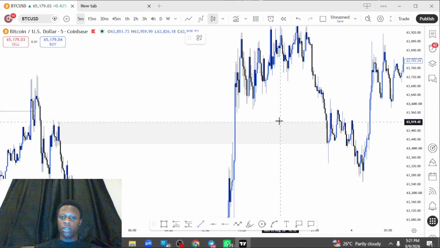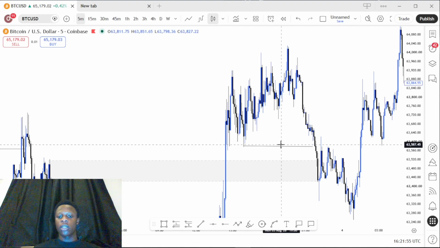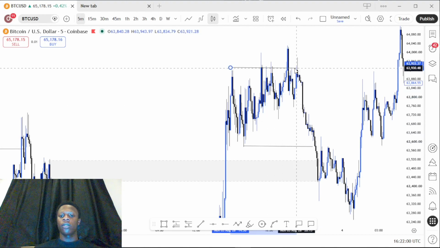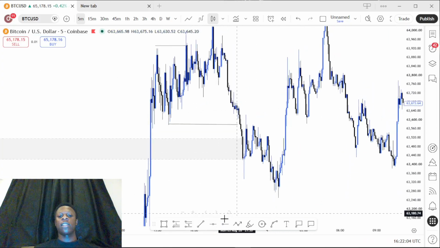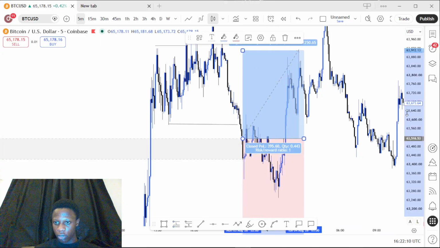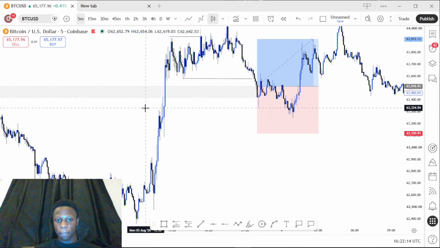And I use this as an inducement, and I use this as my break of structure. This was my break of structure. So I entered the trade like this. And my stop loss was a very big one because I don't want to get stopped out unnecessarily. So I placed my stop loss right here.